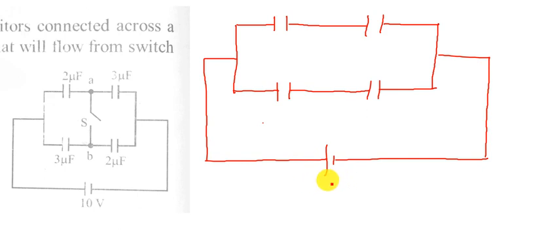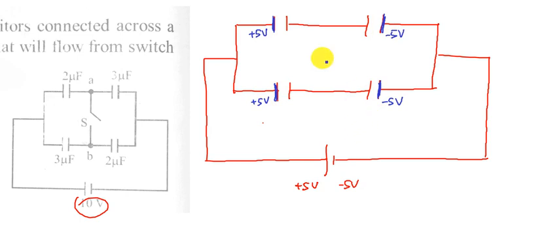What I do is, you can solve it in many ways. Now I treat the 10 volt by splitting it like this: plus 5 volt and minus 5 volt. That means the left plates of these two capacitors are at plus 5 volt, plus 5 volt, and the right plates of these two capacitors are at minus 5 volt, minus 5 volt.